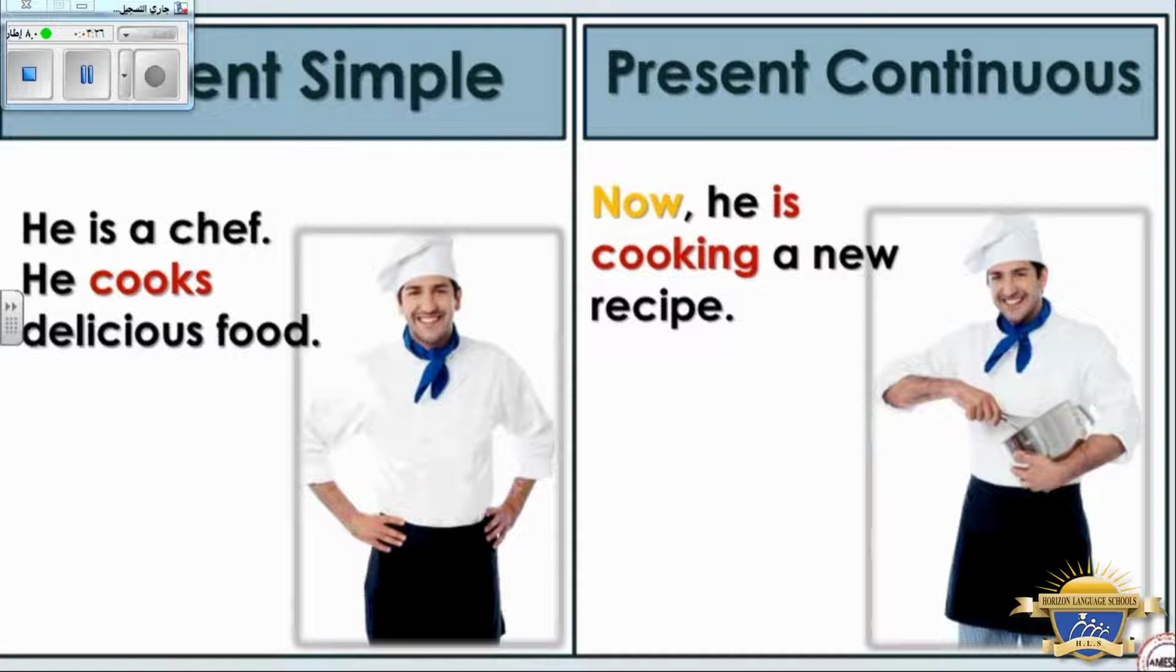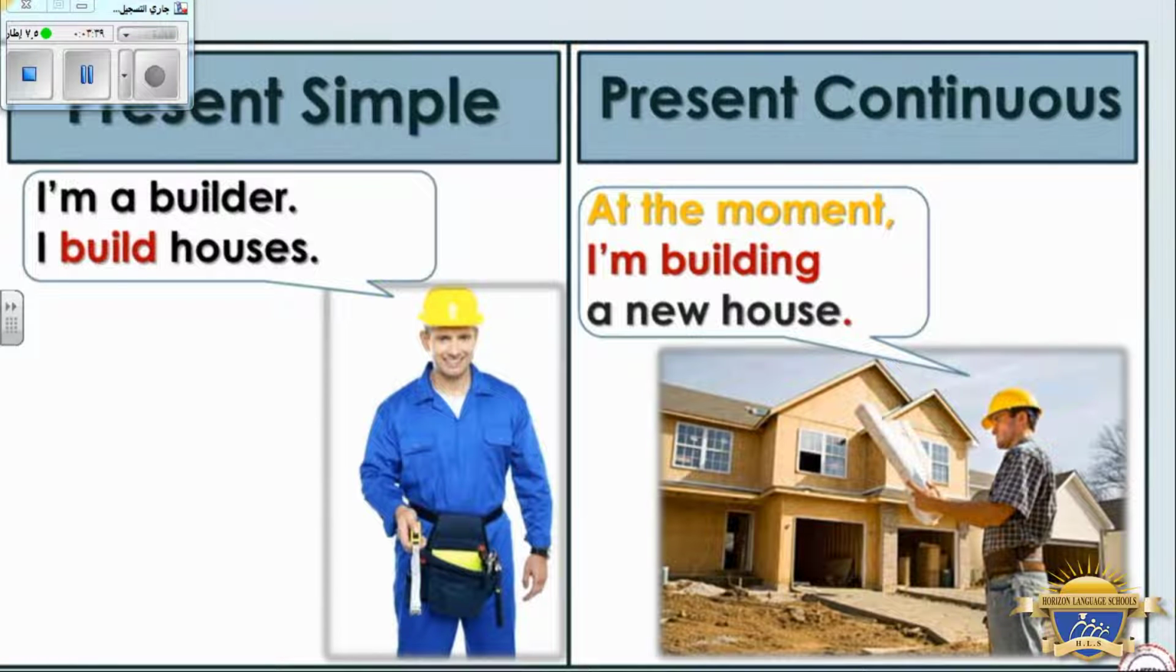Okay, so when I'm talking about jobs in general, I'm using the present simple. For something that's happening at the time of speaking, the present progressive is the best choice. One more example here to clarify this point. When I say I am a builder, it means I build houses. So this is my job. I do this all the time. Like what I'm saying right now, at the moment, I'm building a new house. At this point, at this single minute, I'm building a new house.